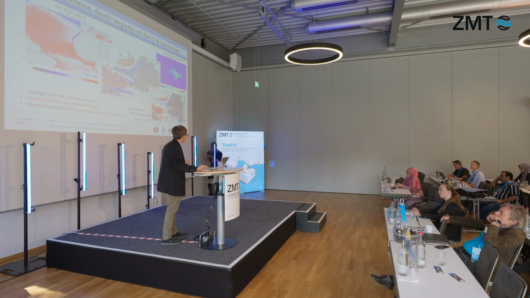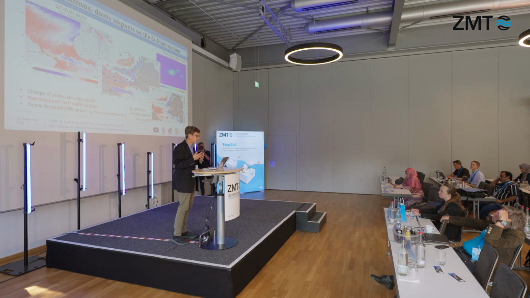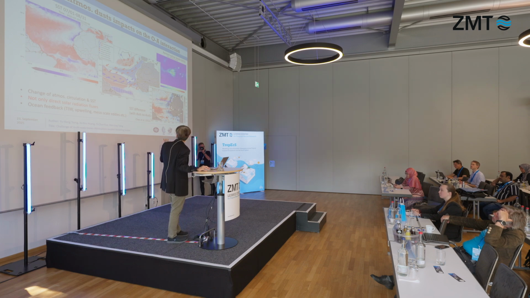Okay, so this change of warming effects comes not purely and directly from the aerosol impacts. Because of the change of atmosphere circulations and the SST, it's not only the direct solar radiation flux; there are some indirect effects that can interact with the ocean and then feed back. One example is the tropical instability wave. We can see it over here.